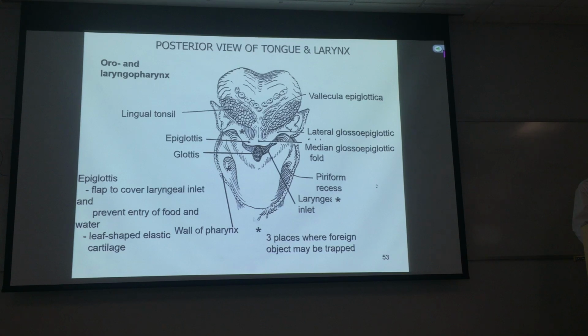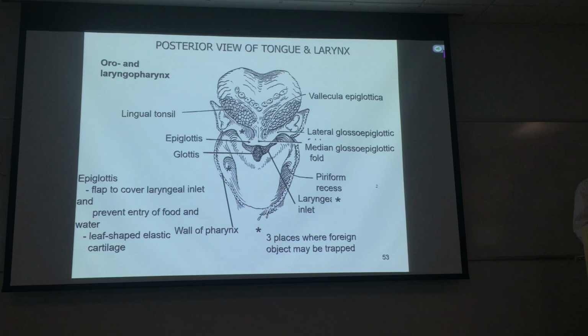Laryngeal inlet, piriform recesses. The piriform recesses are these little cupped regions on each side of where the larynx is. So these are the piriform recesses right here. This would be what's called the median glossoepiglottic fold. On each side would be the vallecula. I always used to call the vallecula the crud catchers. Popcorn hulls and all that good stuff always get collected right here.